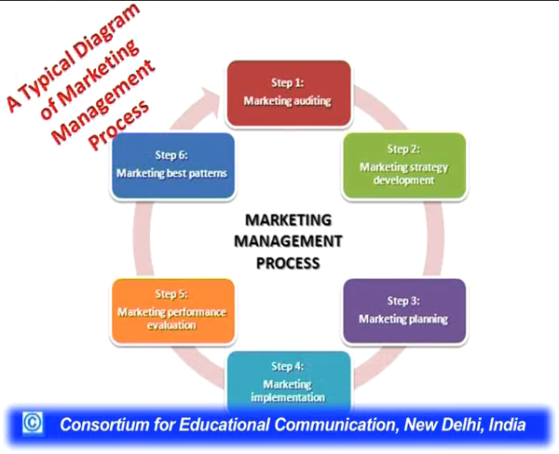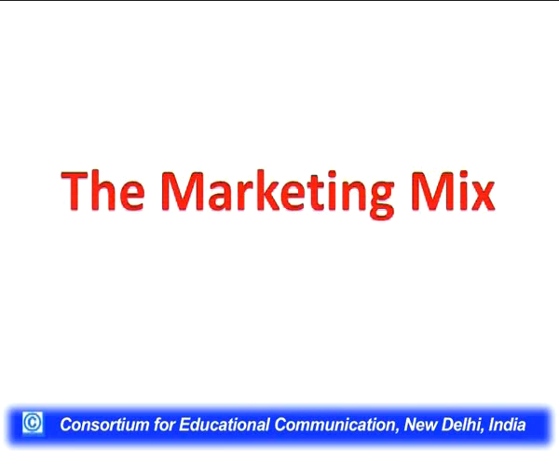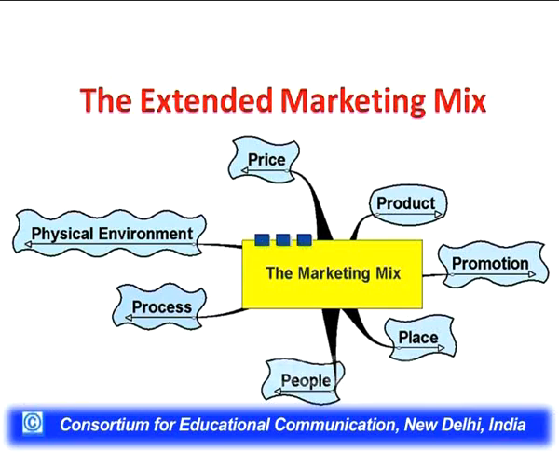Now, the marketing mix we have mentioned in the marketing process. We are going to discuss the marketing mix, the 4 P's, and then the extended marketing mix with the 7 P's. The 4 P's we have already discussed, and these are the 7 P's. The marketing mix now considers price, product, promotion, place, people, process, and physical environment. So we have included people, process, and physical environment also.